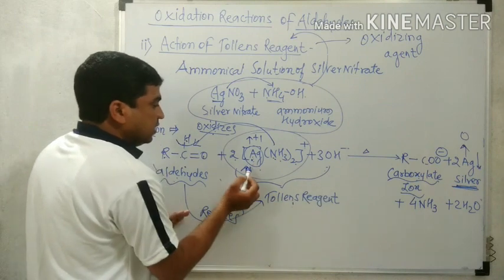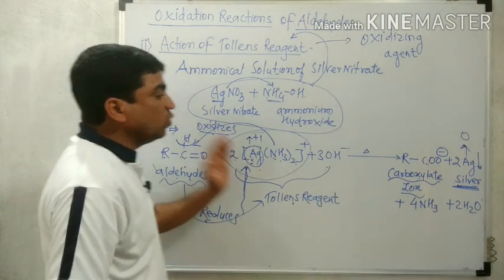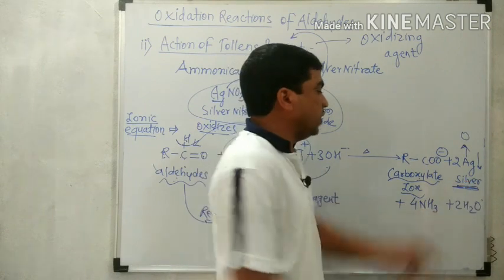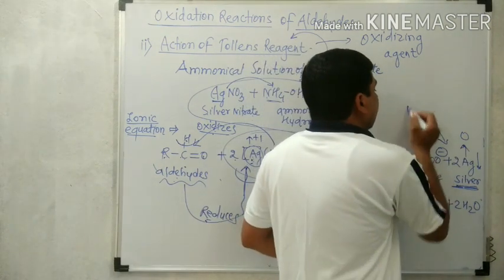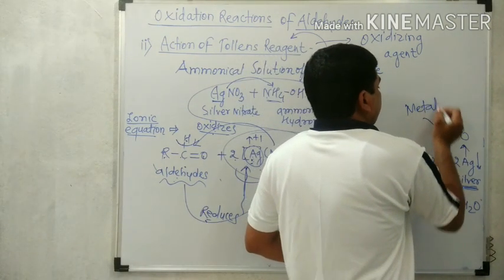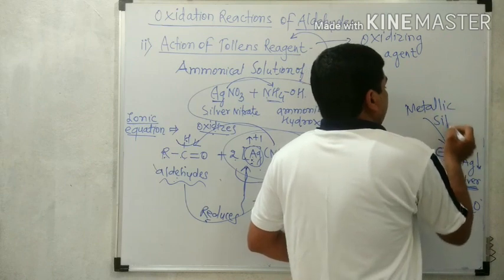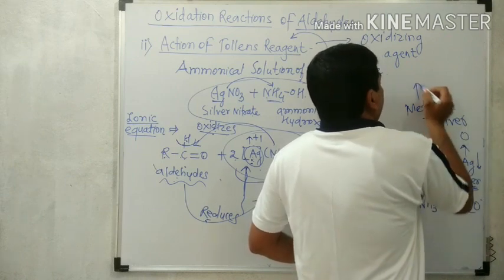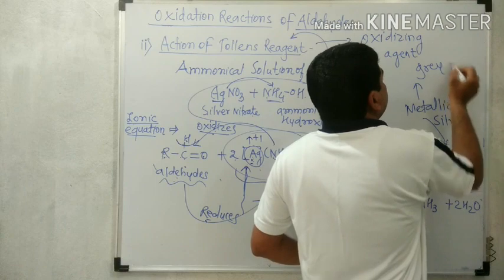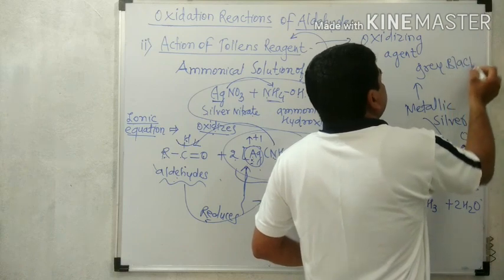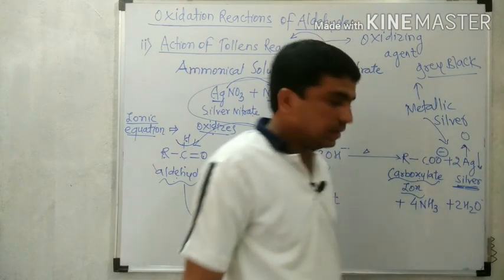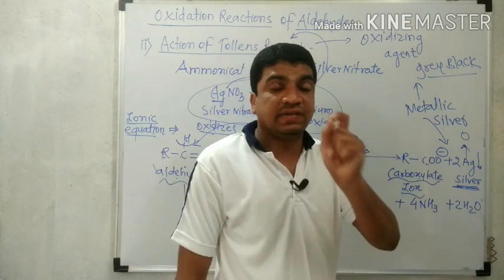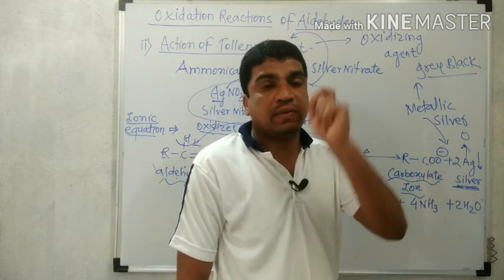But aldehyde reduces which ion? The Tollens reagent part that is silver ion, into which silver? That is the metallic silver. Metallic silver, and it is grey-black in color. Metallic silver is grey-black in color.